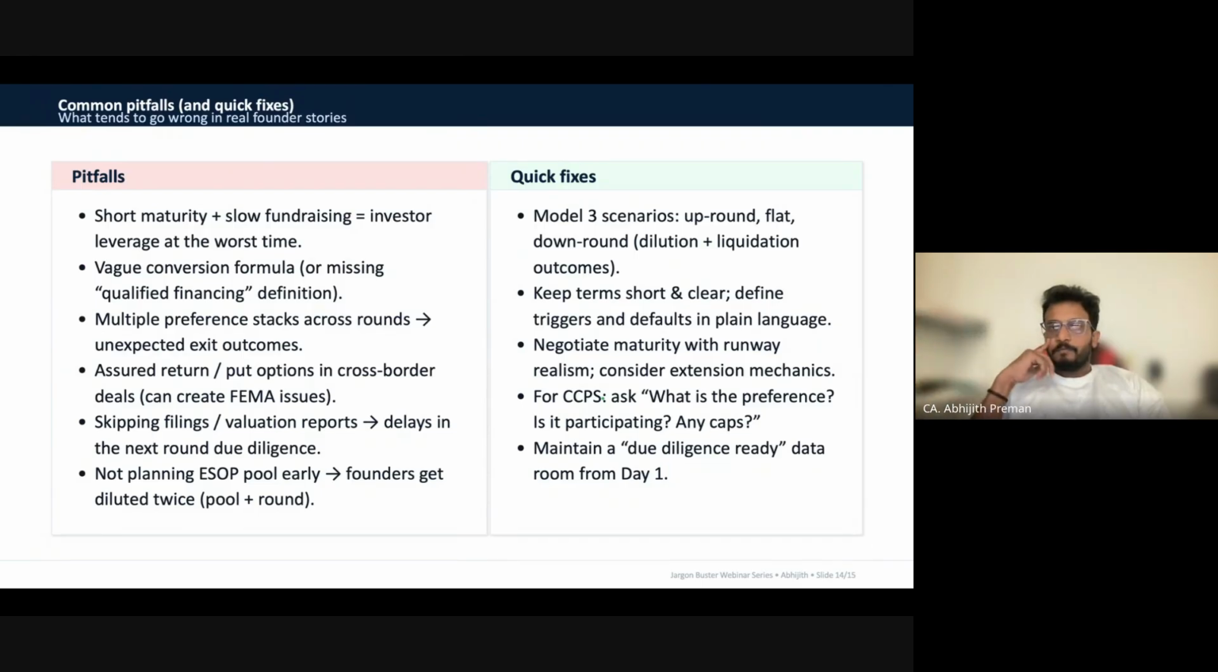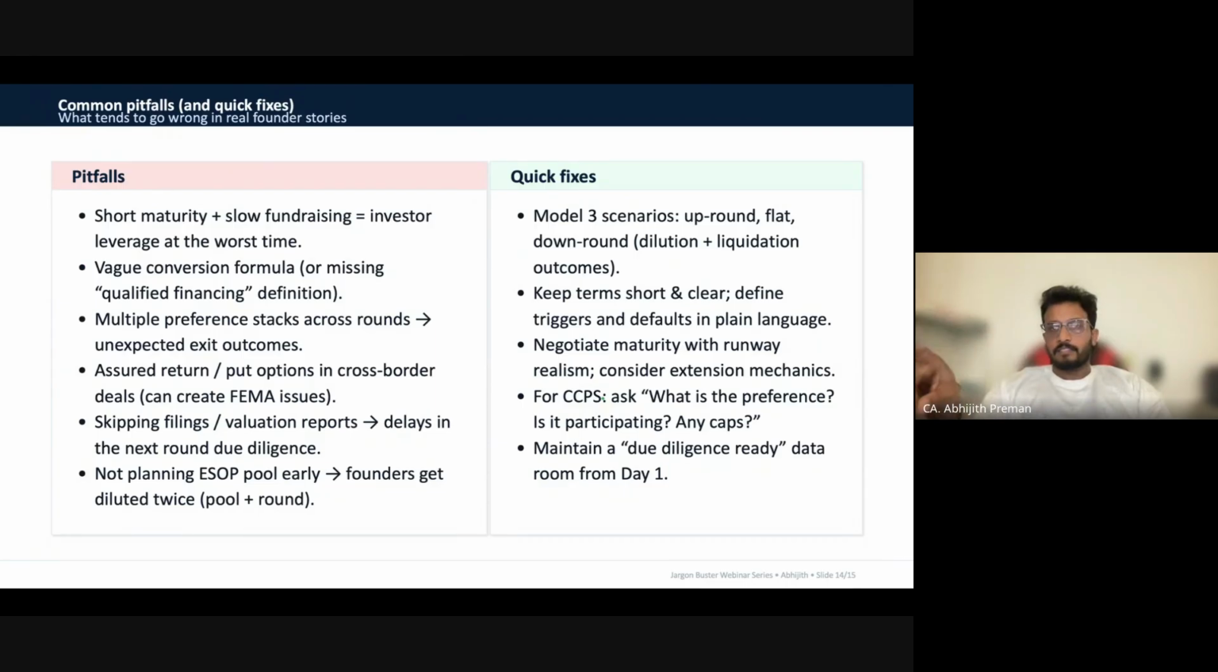Okay. Then, keep terms short and clear. Define triggers and defaults in plain language. Don't go for complex language and make it vague and non-understandable. Draft it in a clear and short manner.